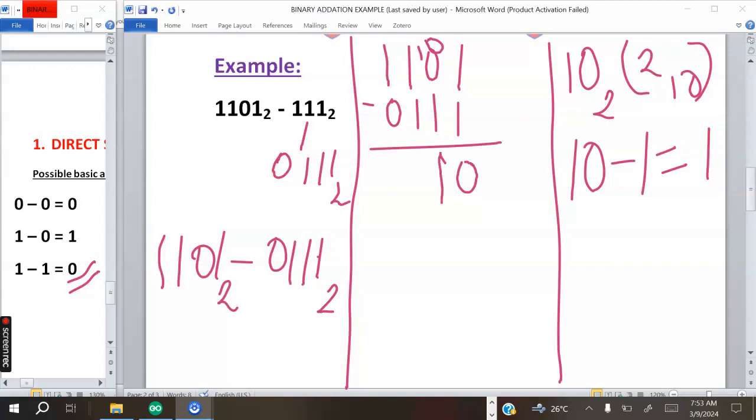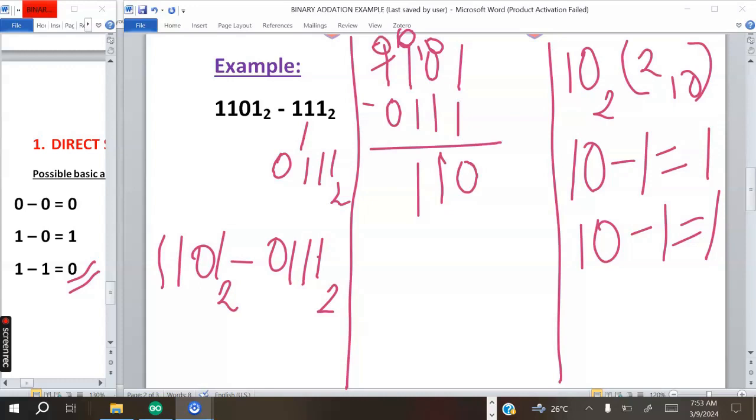Now let's move to the other part. Since we borrowed 1 from the immediate left, the new value is 0. So here we have 0 after we borrowed the 1. If the new value there is 0, it means that we carry the 1 from the next digit, giving 11. So we'll have 10 minus 1, which would give us 1. So we'll have another 1 here, meaning that after we borrowed the 1, we remained with 0.